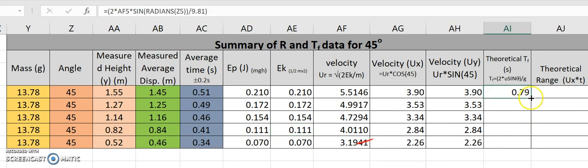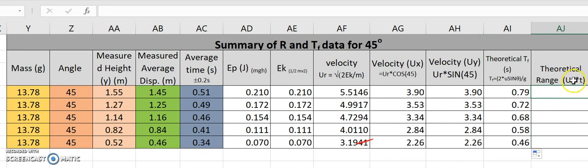Again, I'm going to take that and drag it down. That's all of my theoretical times that it should be flying for. And the theoretical range, I've got here ux times t. That's actually incorrect as a formula. I'm going to paste a proper formula in here now.